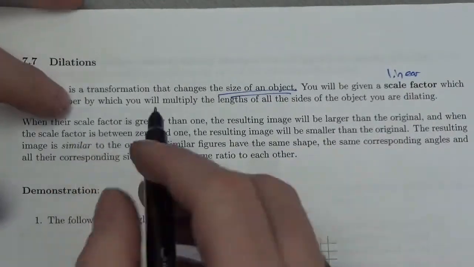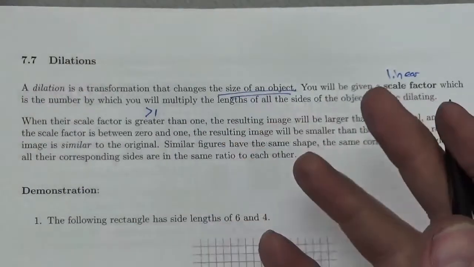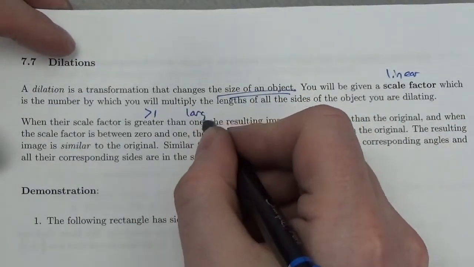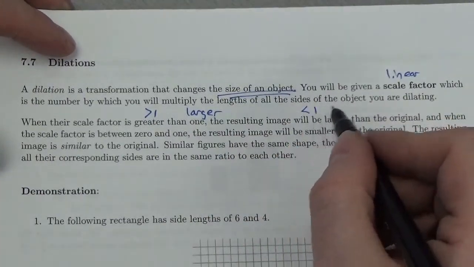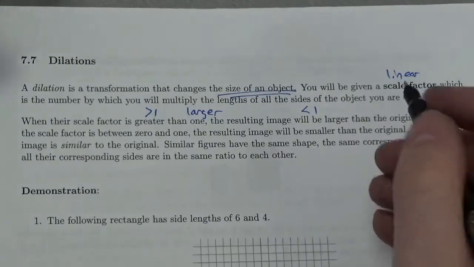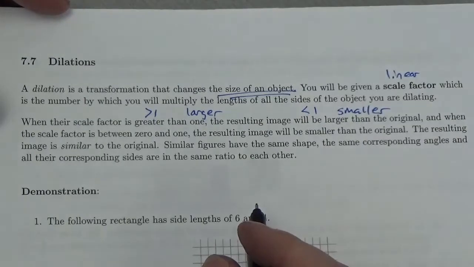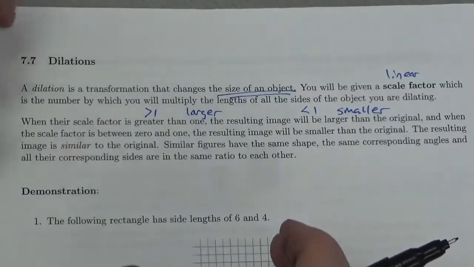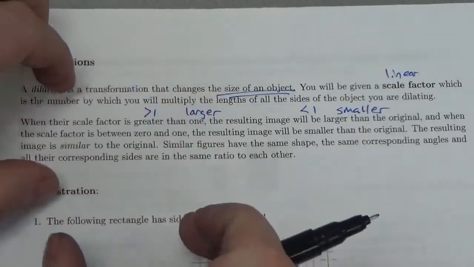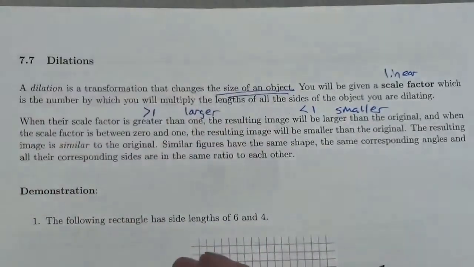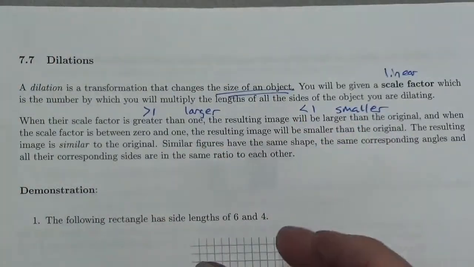If the scale factor is bigger than 1, then the resulting image is going to be larger. But if the scale factor is less than 1, between 0 and 1, it's going to be smaller than the original. We're not going to talk about negative, because that really doesn't make any sense here. The sides will have the same ratio to each other, so the height to the height will be the same ratio as the base to the base. But the areas are going to be exaggerated by a different scale factor.